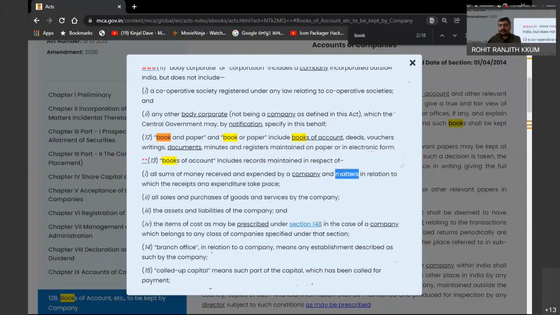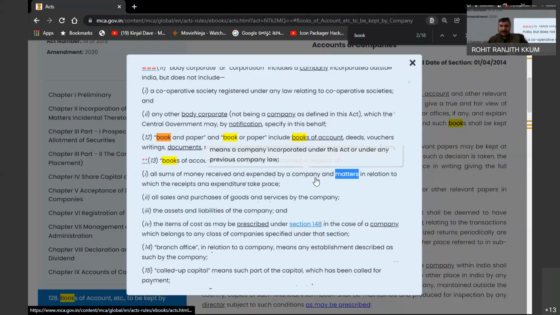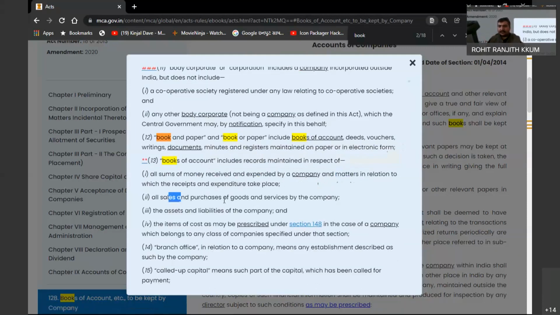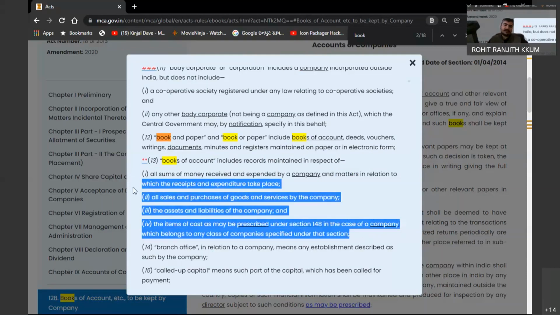So matters means the explanation that if this journal entry is there, for what reason it is passed. Sales and purchase records, assets and liability records. If you are a manufacturing unit, then items of cost, that is the cost accounting records. So all these records are considered as being part of books of accounts. Easy to understand?